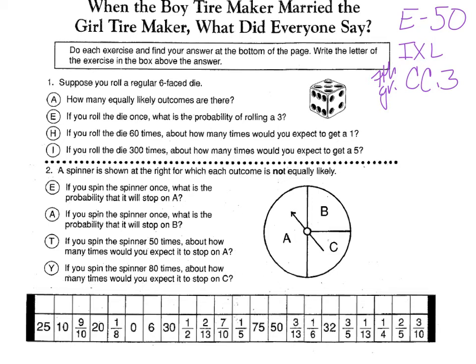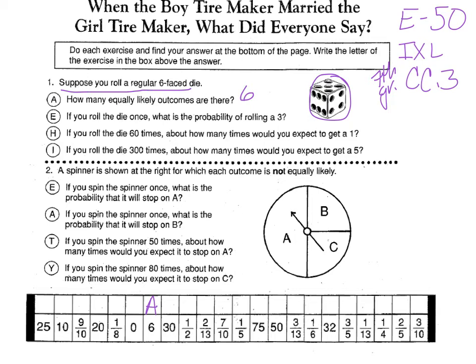Okay, so let's take a look. If I roll a regular 6-face die, that's the die over here, how many equally likely outcomes are there? There are 6, because there are 6 equal sides on that die. I'm going to let you do the next one, so I'm going to go down here at the bottom. Letter A goes in the box above the 6 then.